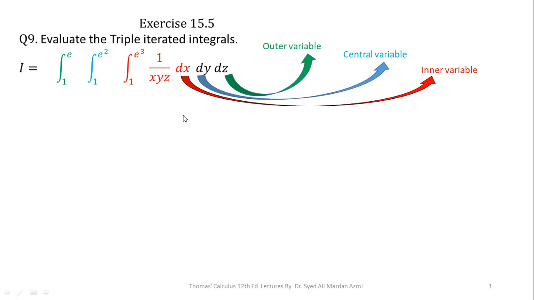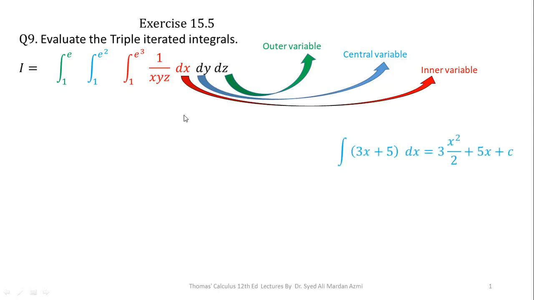Please also remember that limits of inner and central variables may be constant or may be in the form of variables or a mixture of them, but the limit of the outer variable is always in the form of real numbers. Means the limit of the outer variable is always constant.